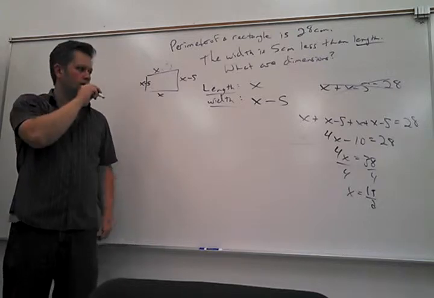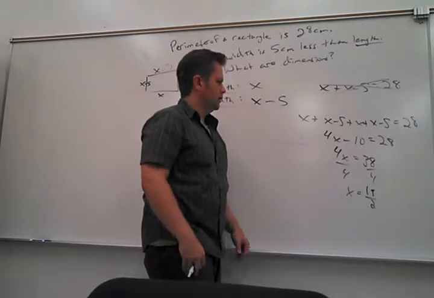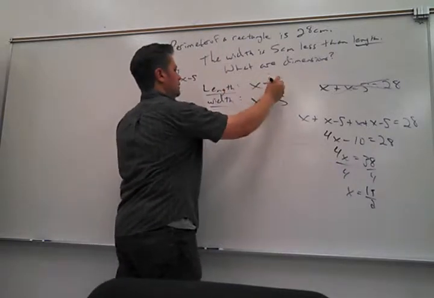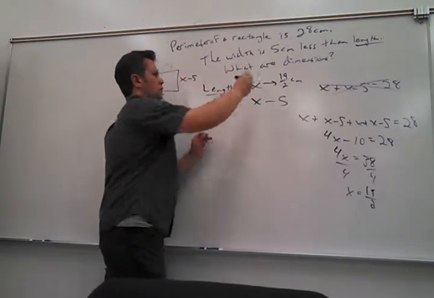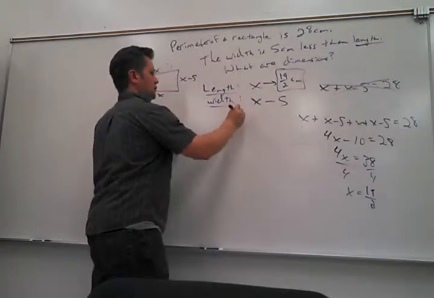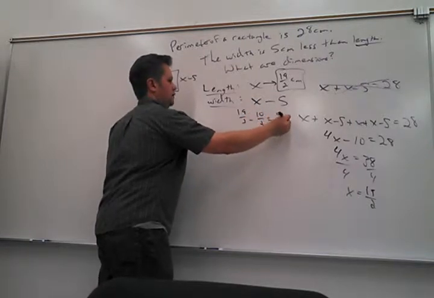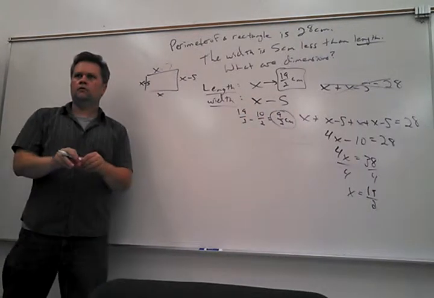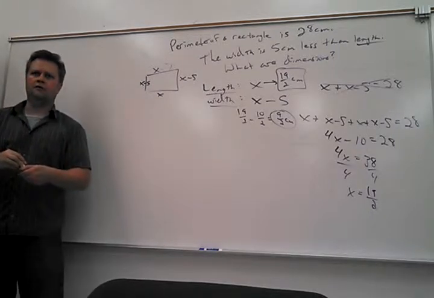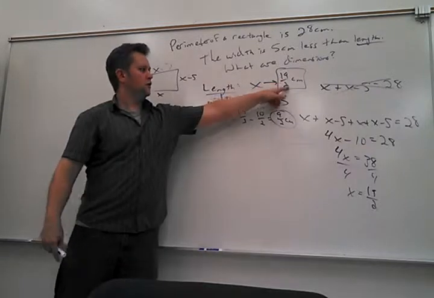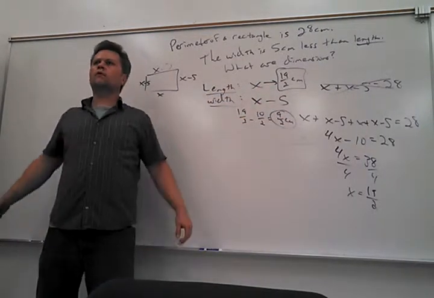Where'd you get 19 halves? Reducing. Divide by 2. Oh. And then what's that tell me? The length is 19 halves centimeters. So what's the width? 19 halves minus 5. So 9 halves centimeters. Now you check your work. You add up 2 of these and 2 of these and make sure that they equal 28. 19 halves minus 5, where did you put 10?